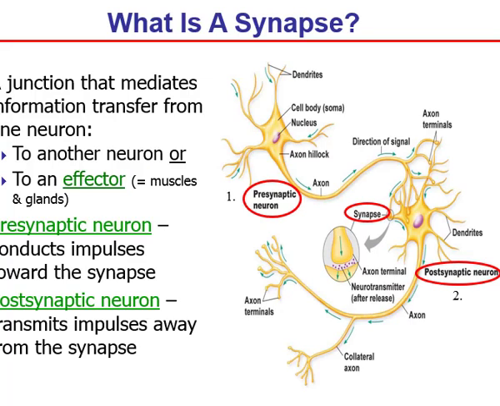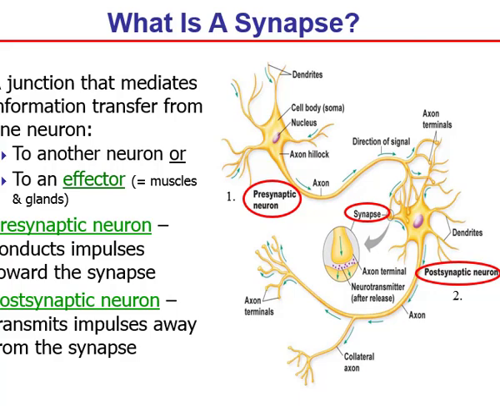The first neuron is called the presynaptic neuron. It conducts electrical impulses in the form of action potentials toward the synapse and to the postsynaptic neuron. The postsynaptic neuron transmits impulses away from the synapse. The focus here in Chapter 8 is the fluid-filled gap in between these two neurons. We will focus on the chemical synapse since it is the most common type that we will run into.